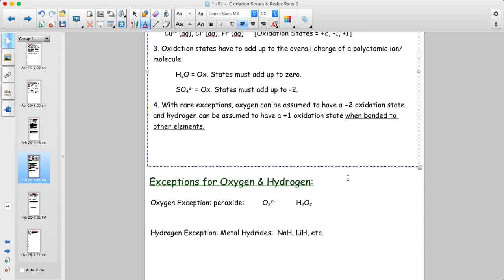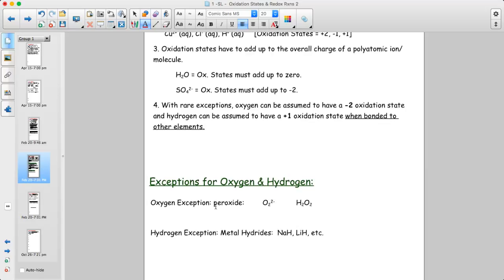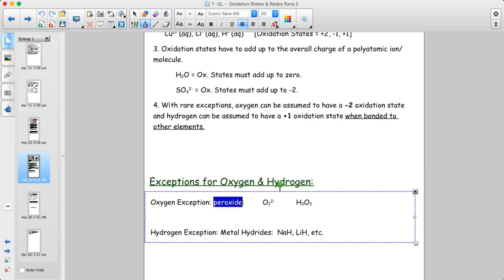Okay, so these are the main rules. The exceptions for oxygen and hydrogen are: for oxygen, when it's in its peroxide form. It's a polyatomic ion, O2 2-. It also shows up in compounds like hydrogen peroxide. And so in those examples, oxygen has a -1 oxidation state. You can see in this one, if you have 2 oxygens in here and they add up to a 2- charge, then each one must be -1.